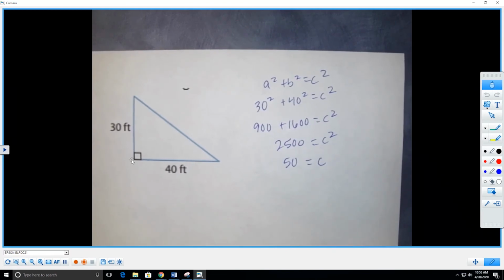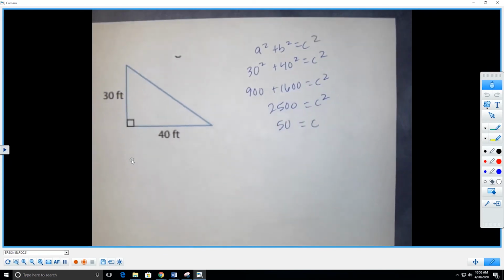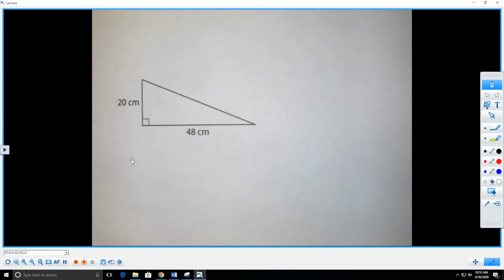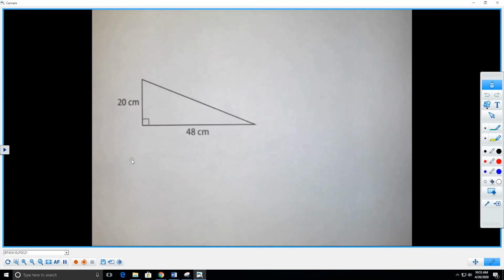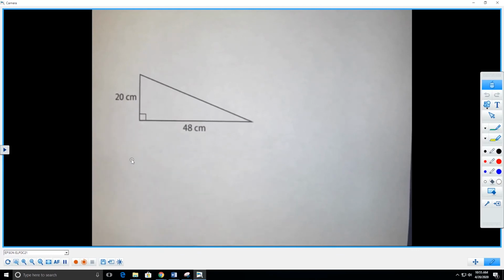Here's another example. Look at your diagram and make a sketch on your own paper. What side length is missing, the hypotenuse or the leg length? Right, the hypotenuse is missing, or what the Pythagorean theorem calls C, because it's opposite the right angle, and it appears to be the longest side length. The other two measurements are legs.